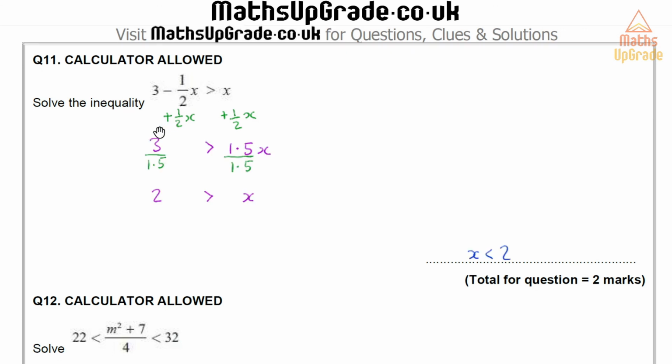That leaves me with 3, which is greater than 1.5x. Now, dividing both sides by 1.5, since that's the inverse of multiplying by 1.5. So 3 divided by 1.5 is 2, and 1.5 divided by 1.5 is 1x. So 2 is greater than x. In other words, x must be less than 2.